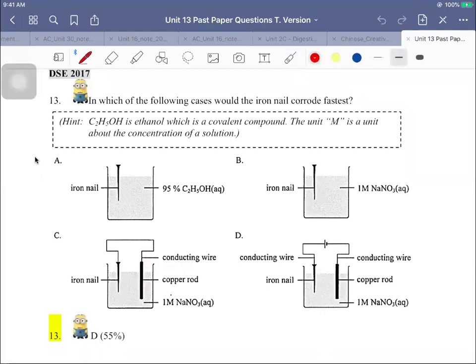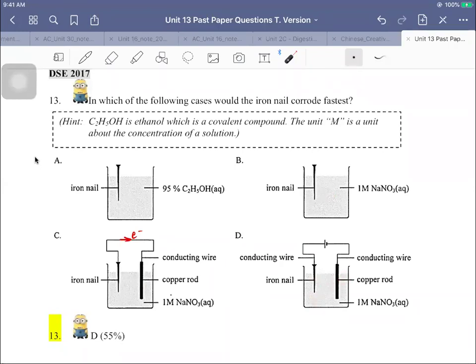It's a complete circuit, so you can assume some electrons are going to move through the iron to the copper. Again, when iron loses electrons, it starts to rust. So this one has 2 factors that speed up the rusting process. So C would rust faster than condition B. Finally, let's check answer D, this one.